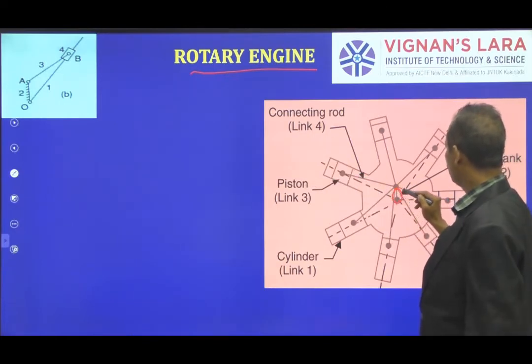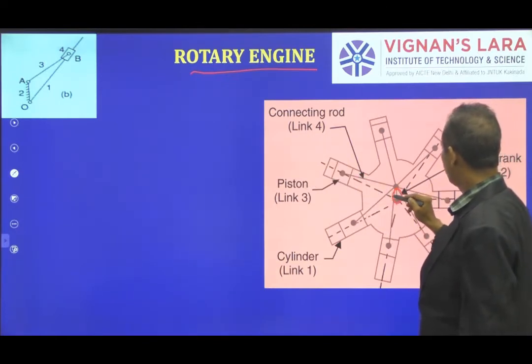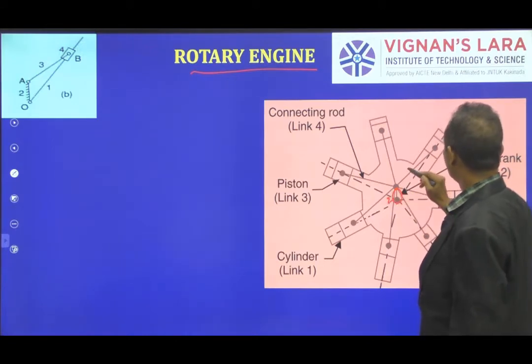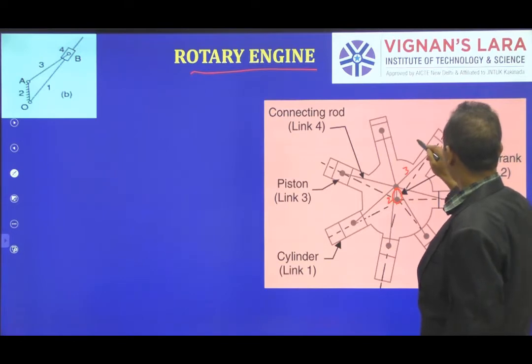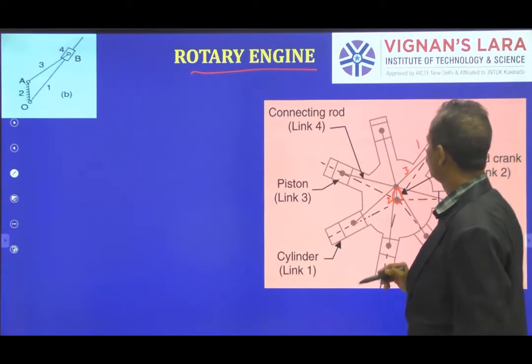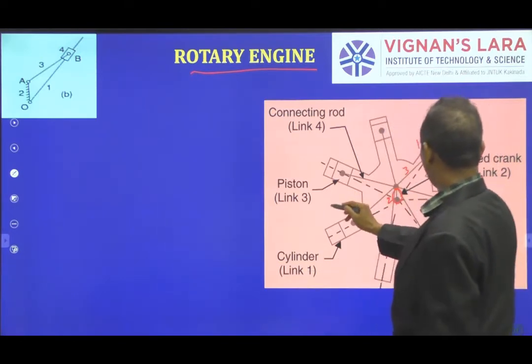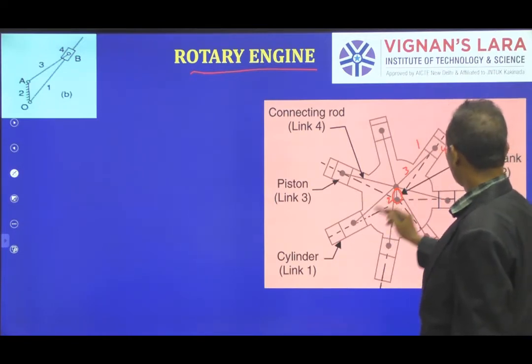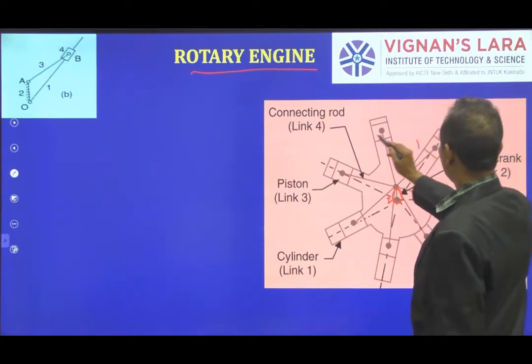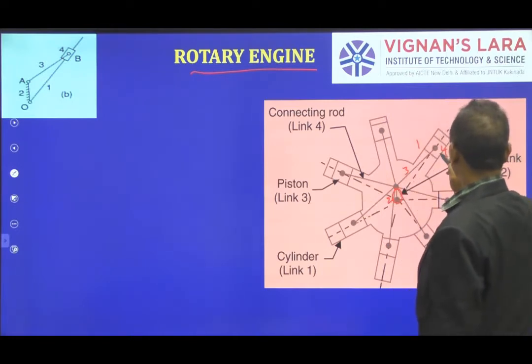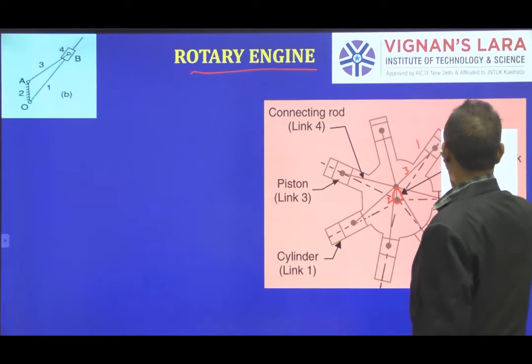This is one link and this is another link. Say this is the link number 2, this is link number 3, this is link number 4, and this is the link number 1. So of course the numbering he has given is a different one. Cylinder 1 is given, then piston is named as a 3, connecting rod as a 4. Okay, no problem.